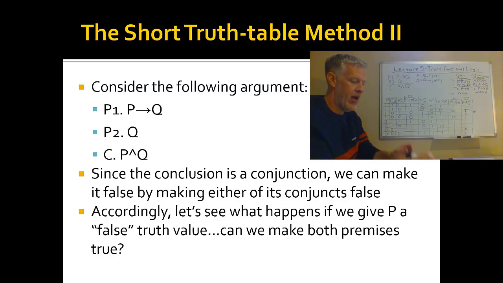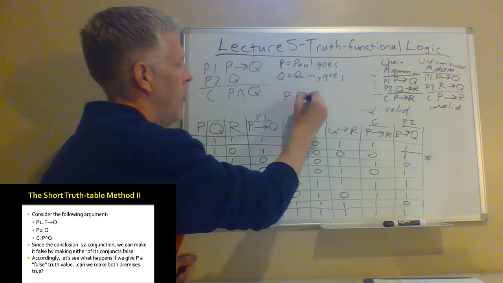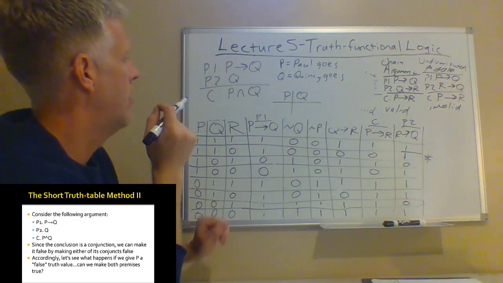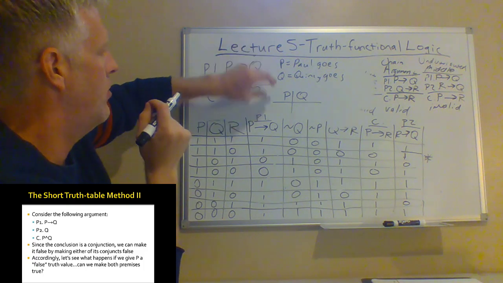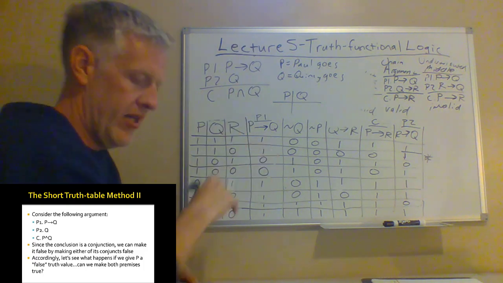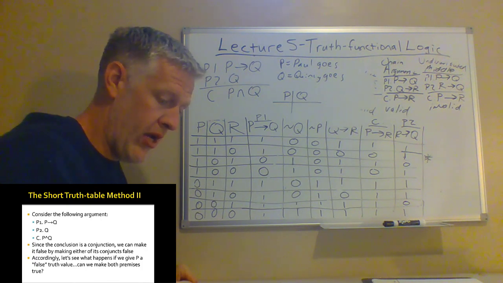Okay, so as I point out, we know the conclusion's a conjunction. Those are pretty easy to make false. We can just make either one of its conjuncts false. So we have two basic claim variables here, P and Q. So is it possible to assign truth values to these, which will make the premises true and the conclusion false? So first, we're going to start with the conclusion. How do we make this false? Well, as I mentioned on the bottom of slide 23.